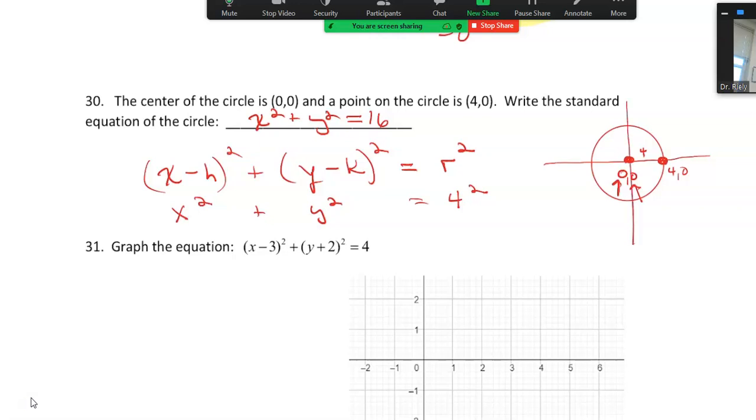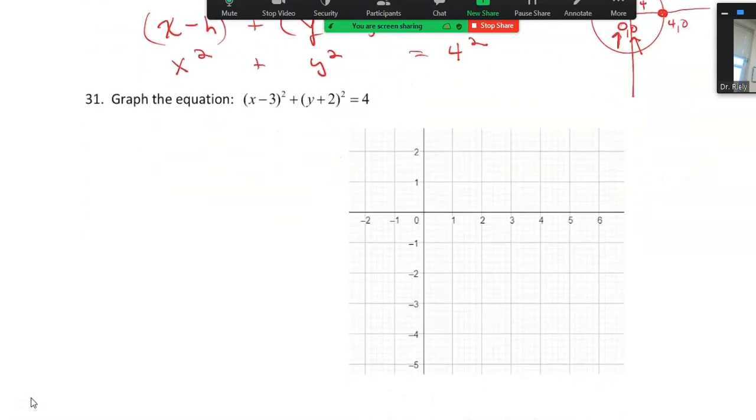Okay? So then they asked us to graph it, and they gave us the equation. Okay, so let me write under here again. X minus h squared plus y minus k squared equals r squared. What do I know so far? Easy peasy, r has to be 2 because r squared is 4. Okay, this matches up.